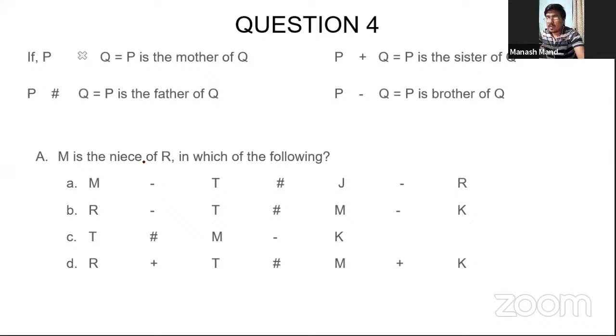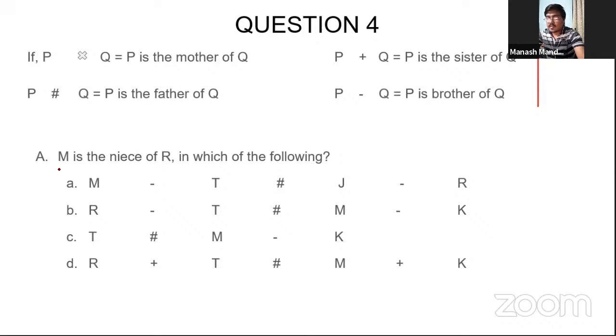But before that, I would explain something about this question. This question says M is the niece of R in which of the following. So we have to find out the relationship. Obviously, we have to replace the symbol. You have to understand the symbol with the help of these instructions given here. Obviously, that you guys can do.